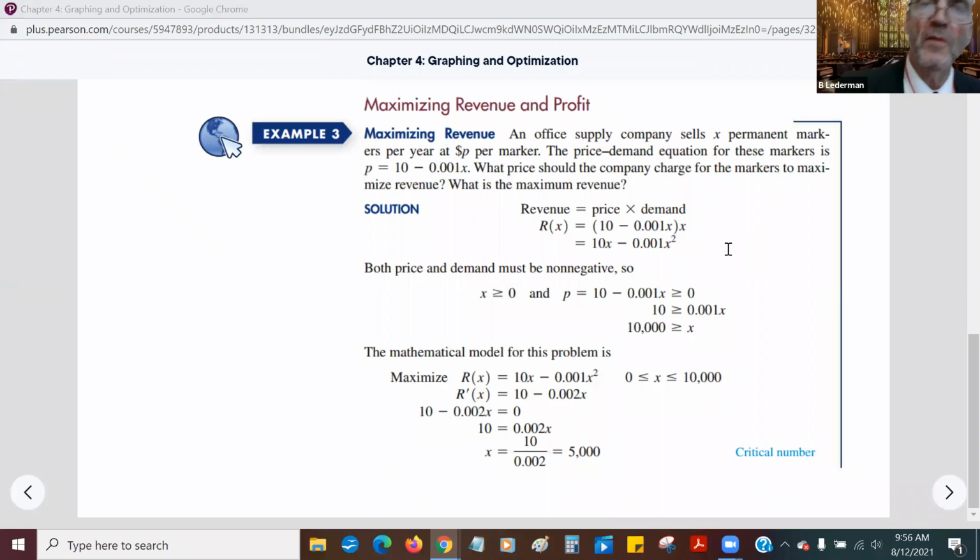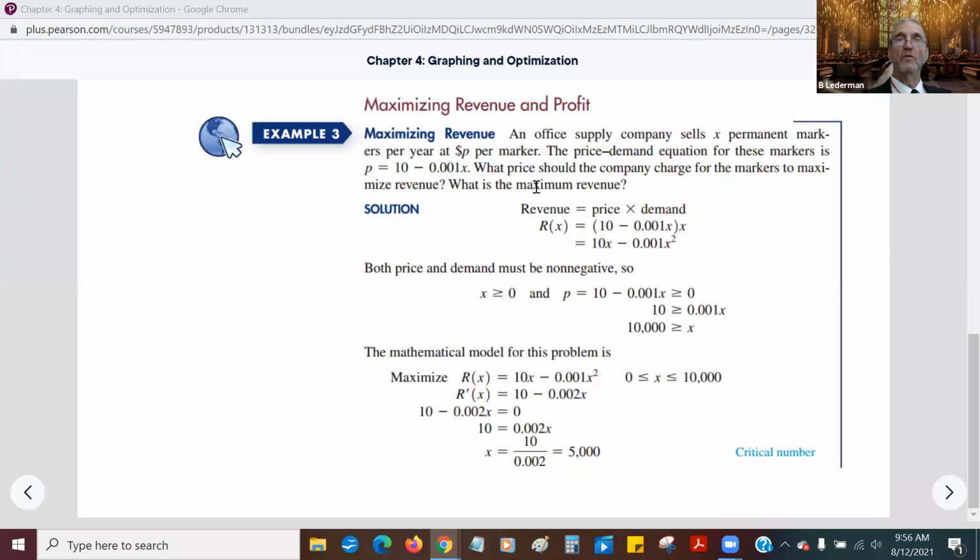Now I want to look at a problem of maximizing revenue and profit. So an office sells 8x permanent markers per year at P dollars per marker. The price-demand equation is P equals 10 minus 0.001x. So x is the demand, right? So you know what that is. So what price should the company charge for the markers to maximize revenue? And what is the maximum revenue?